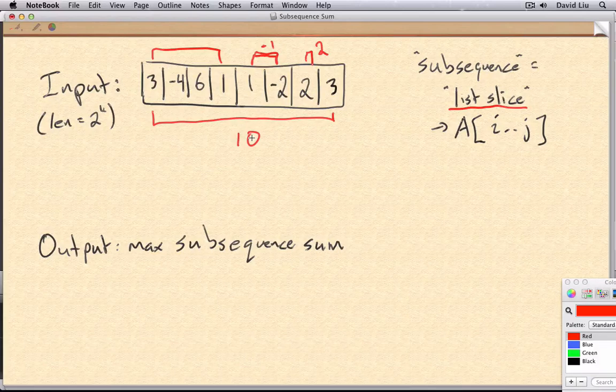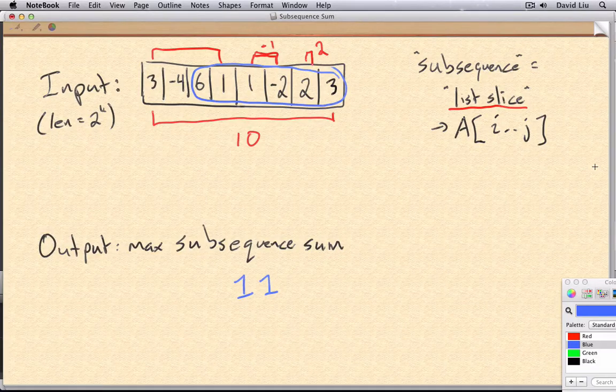So what this question is asking for is the maximum subsequence sum. Notice that if the input is all positive numbers, then you can just take the whole list, and that's always the maximum. So this question is really interesting only when there's negative numbers in the list. So for example, in the list that I've drawn, the subsequence that has the max sum is this, and the sum is 11.